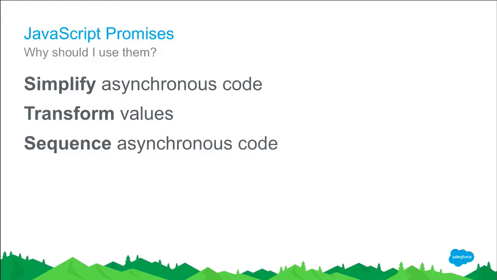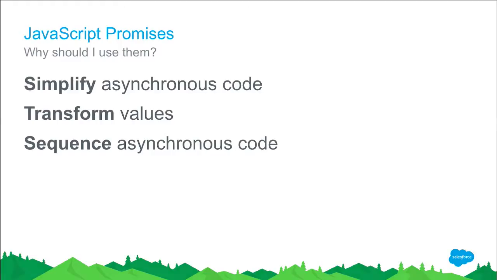You can also use it to sequence asynchronous code. So if you have asynchronous callbacks that are dependent on one another, you can ensure the one fires after the other without going too crazy. And you can also transform values with it, which doesn't necessarily have to be an asynchronous result. If you have a value, an object, or something that you want to run through and transform from one type of value to another, you can use promises to do that in a clean way.